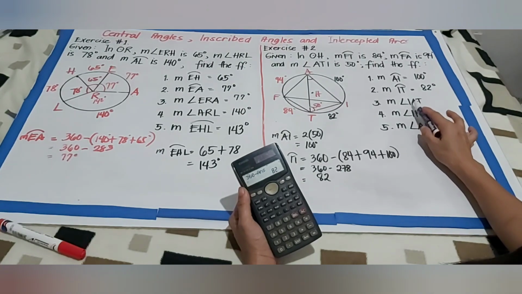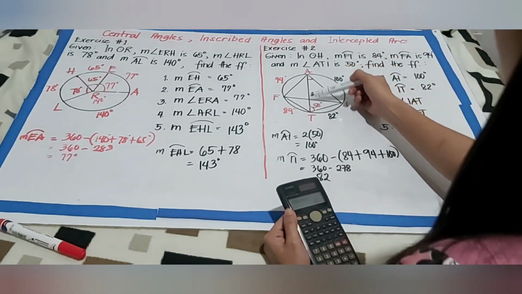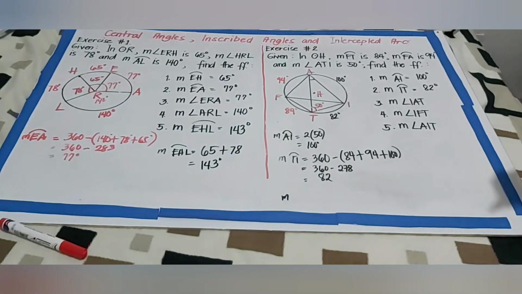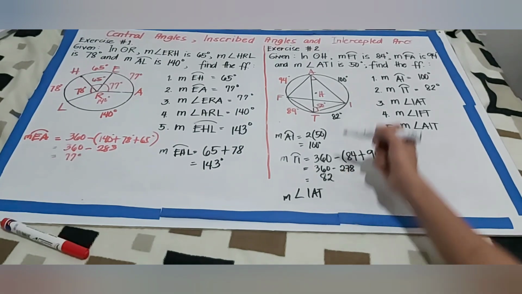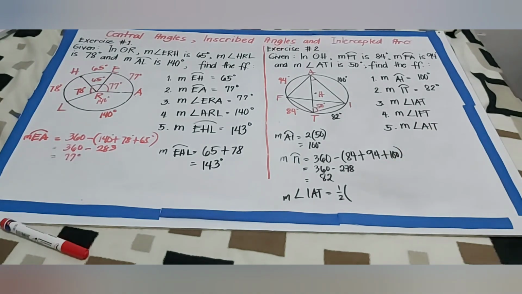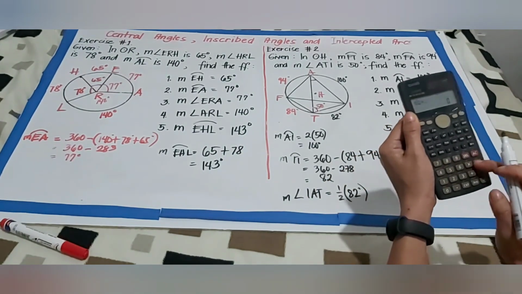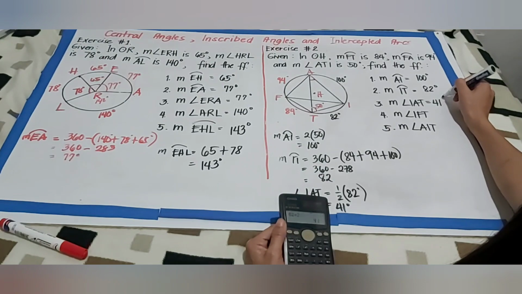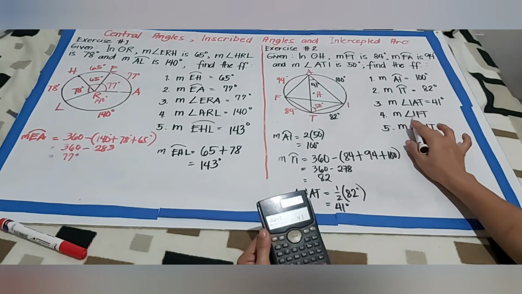Next is the measure of angle IAT. So, angle IAT. Here it is. We can now get this because it already has an intercepted arc, the 82 degrees. The measure of the inscribed angle IAT is half of its intercepted arc. What is the intercepted arc? This one, which is 82 degrees. What is 1/2 of 82, or 82 divided by 2? This is 41 degrees. I'll write that too. This is 41 degrees. Next is the measure of angle IFT.